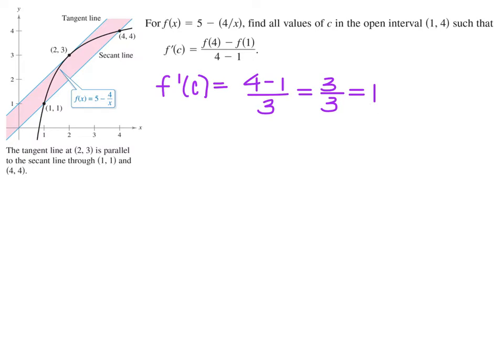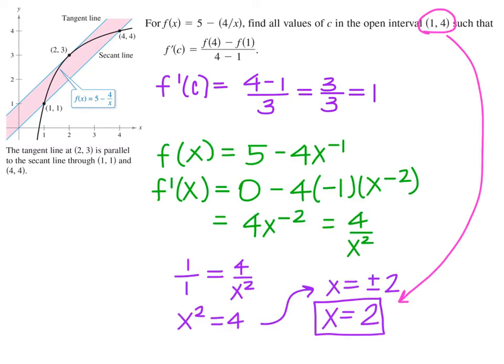or 1. So next what I'm going to do is take the derivative of f of x and set it equal to 1 and see if I can't find some value there for x. So what I do is I'm actually going to rewrite f of x as 5 minus 4 times x to the -1. So I can just take the derivative there. So I get 4x to the -2 or 4 over x squared. I'm going to set that equal to 1 and I solve for x squared equals 4.